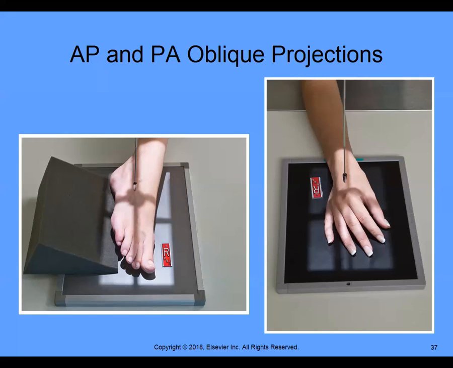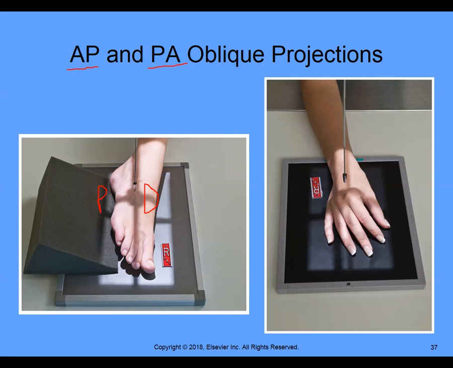So in this slide here, we needed to first identify which one is my AP and which one is my PA oblique. Well, the top of the foot we said was dorsal, and that would be AP. The bottom of the foot would be plantar. Because the central ray is traveling from the anterior part of the foot to the posterior side of the foot, or the plantar side of the foot, we're going to call this the anterior posterior oblique.